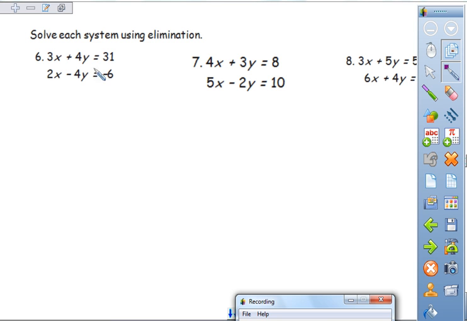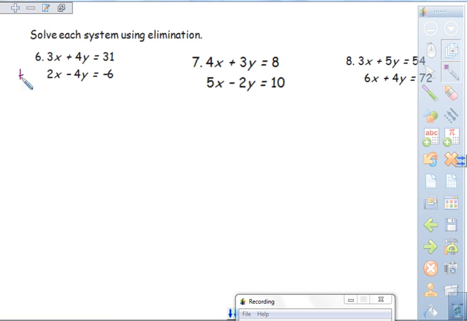Elimination means that we want to eliminate one of the variables. So we want to get opposites in one of our terms. In my x's I have a 3 and a 2. In my y's I have a 4 and a -4. So I already have opposites. Once you have opposites, then you can combine your equations together.